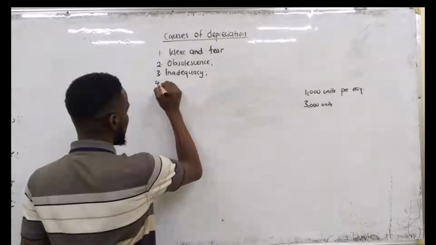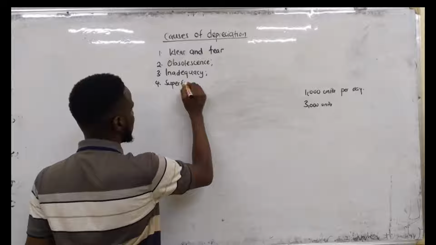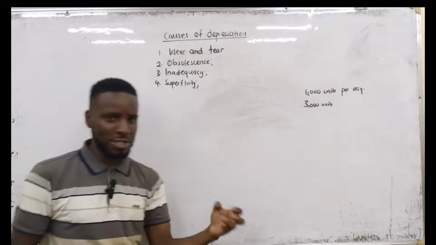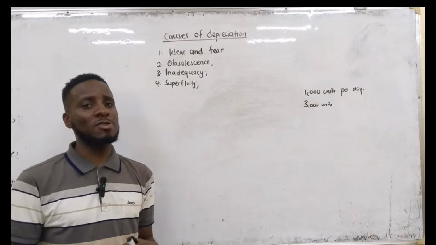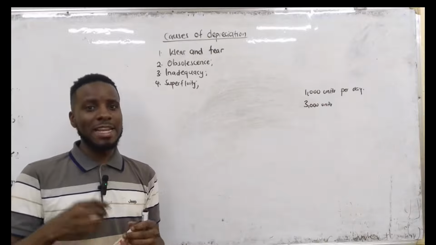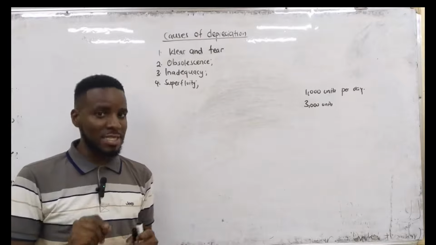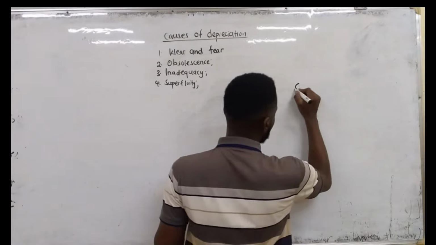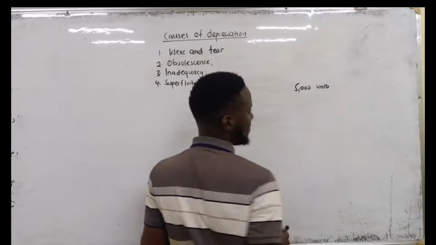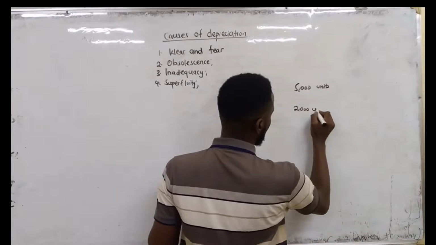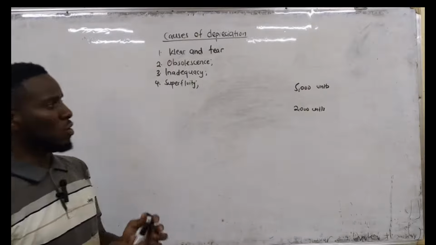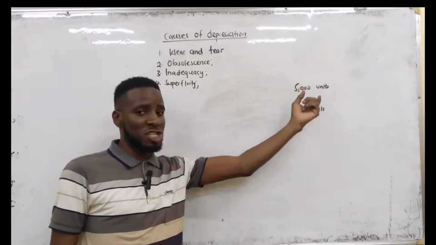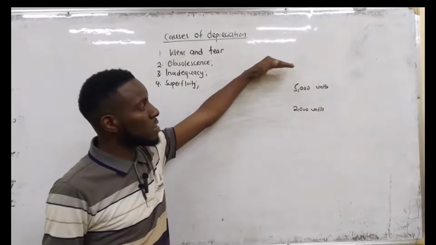Then four, we have what they call superfluity. Superfluity is the opposite of inadequacy. This is where the machine that we have can produce higher units than the actual units that are demanded. Take for instance that the machine can produce 5,000 units, but based on the business, we only need 2,000 units. If you continue using this asset, you're going to incur costs.